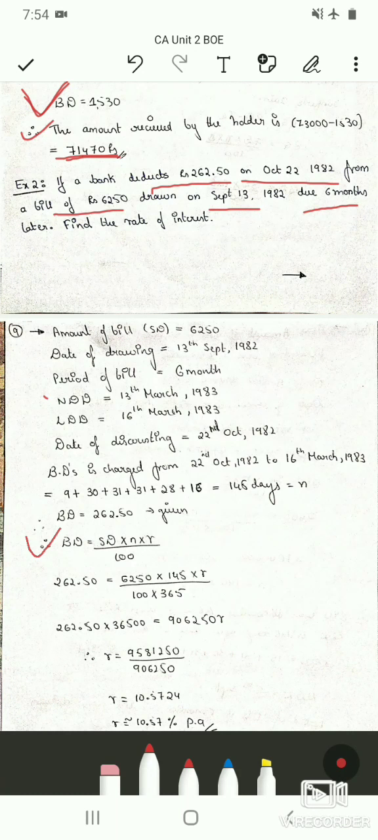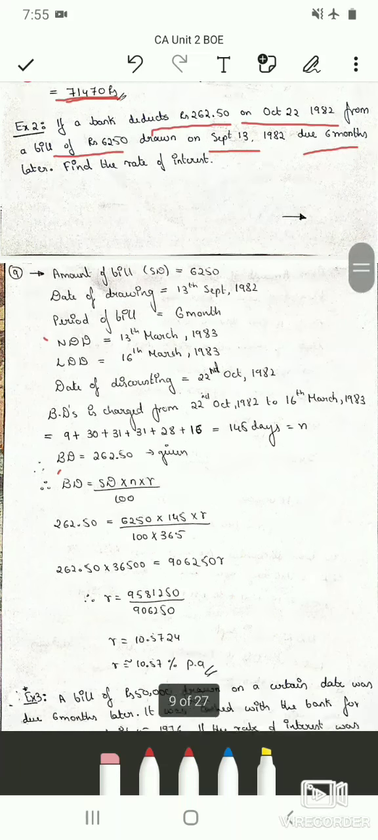You have been asked to find the rate of interest, and we know all the other information in the formula of banker's discount, so we will solve for R. Banker's discount is 262.50, sum due, that is amount of bill, is 6,250, n is 145. So banker's discount equals sum due into n into R divided by 100 into 365. Solve this first and divide 262.50 by it. You will get R as 10.57% per annum.